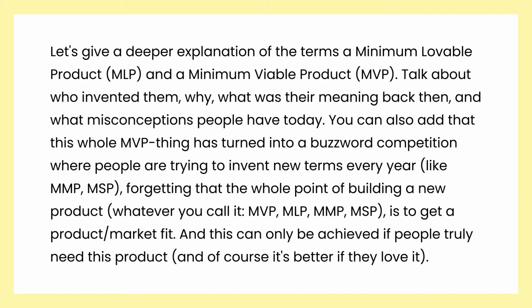You can also add that this whole MVP thing has turned into a buzzword competition where people are trying to invent new terms every year, like MMP, MSP, forgetting that the whole point of building a new product, whatever you call it, is to get a product market fit. And this can only be achieved if people truly need this product. And of course, it's better if they love it. You can include here some pictures and whatever you think will help the writer better understand what you need them to write.